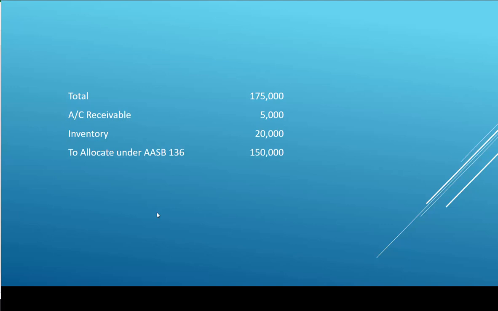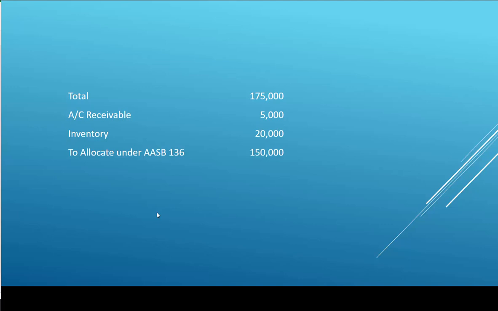So in this case, we know that the receivables have $5,000 worth of bad debts or doubtful debts, so we're going to reduce the receivables by $5,000, and so that reduces the amount that we have to allocate from 175 down to 170. And we know that the inventory needs to be reduced by $20,000 to reduce it to its recoverable value. So therefore, that leaves us with $150,000 to be allocated in terms of AASB 136.